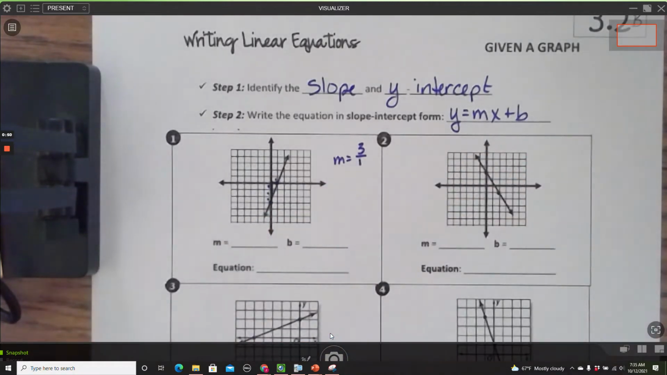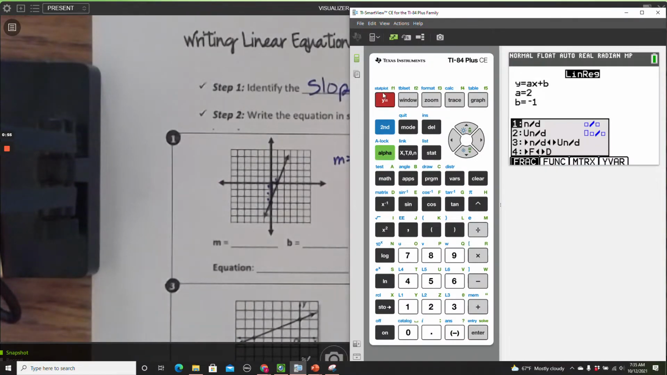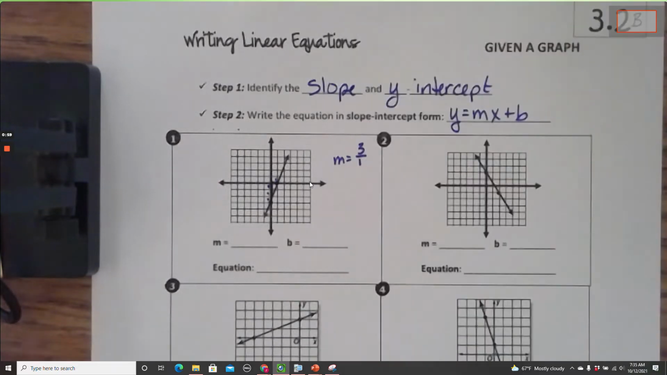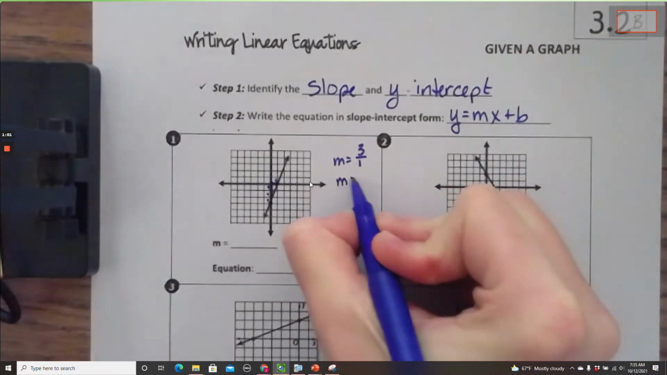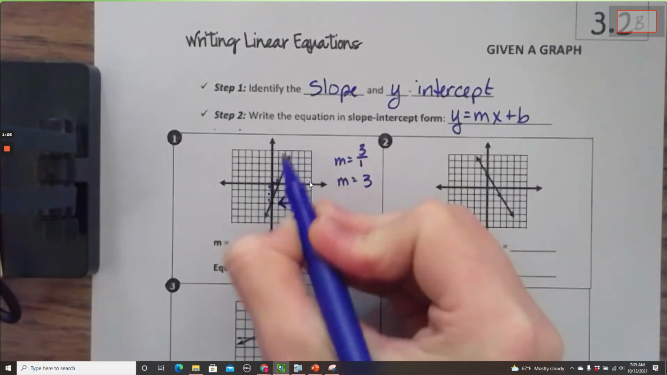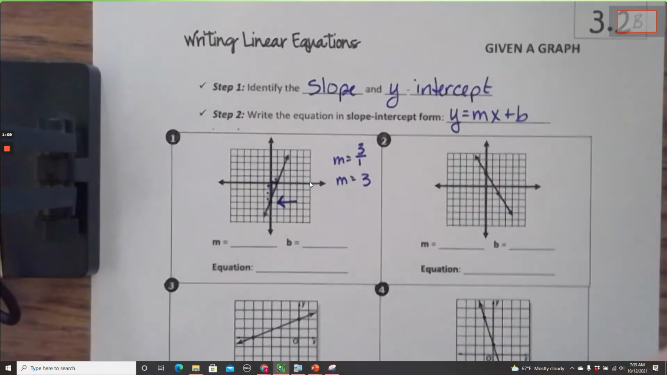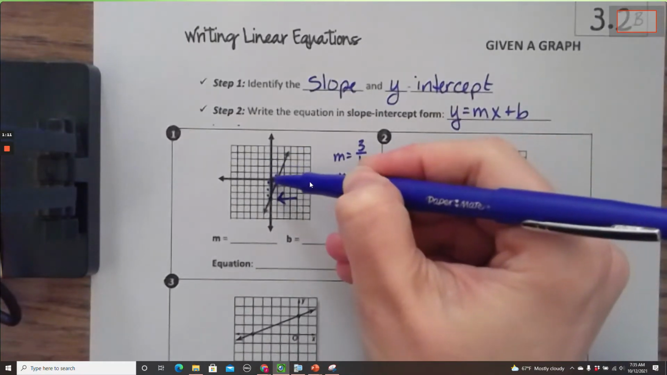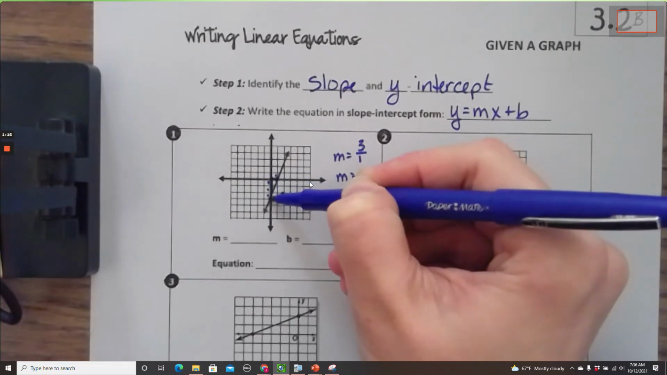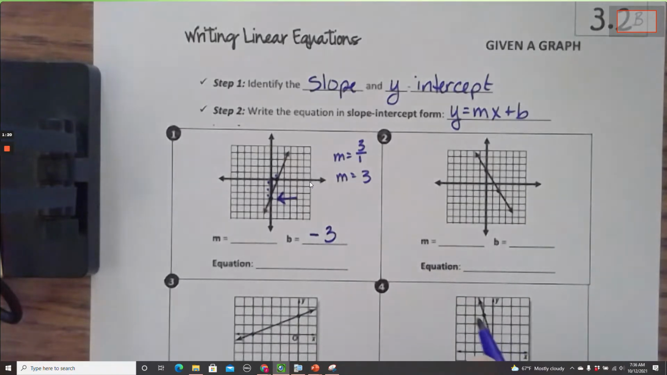Make sure that you're always simplifying these fractions. If you're not sure, all you have to do is type them in, alpha y1, press enter, and if they change, then that's the simplest form. And then we have to find the y-intercept. And the y-intercept is where the graph line crosses the y-axis. So since this is not labeled, we're going to start at the origin and we're going to count down. 1, 2, 3. Since I went down 3, my y-intercept is negative 3.